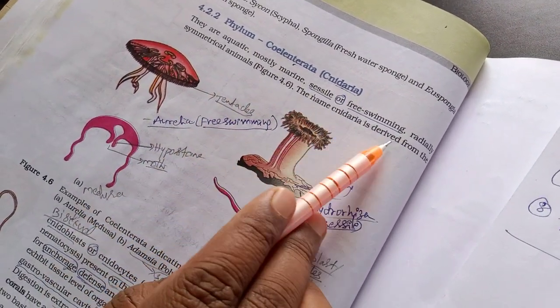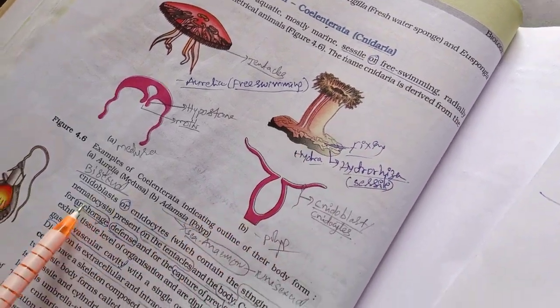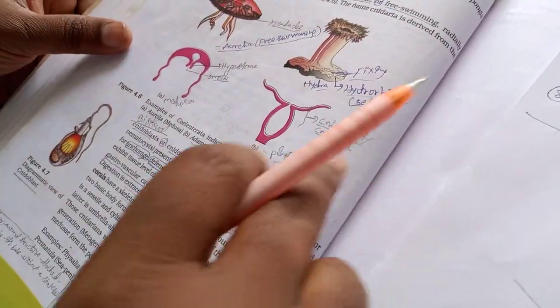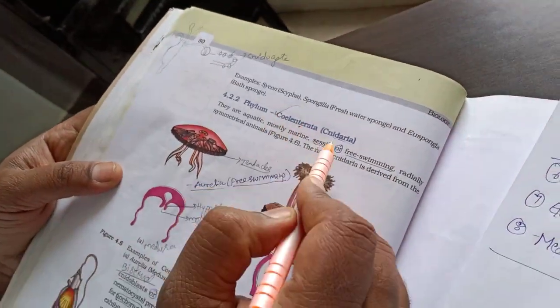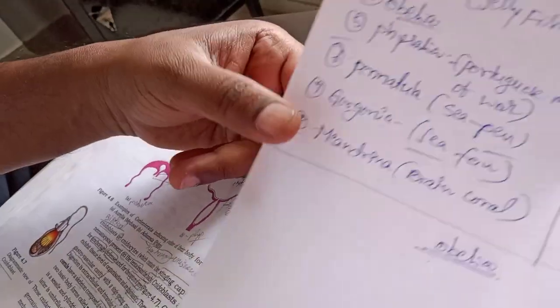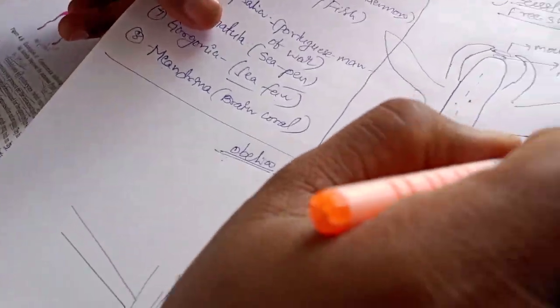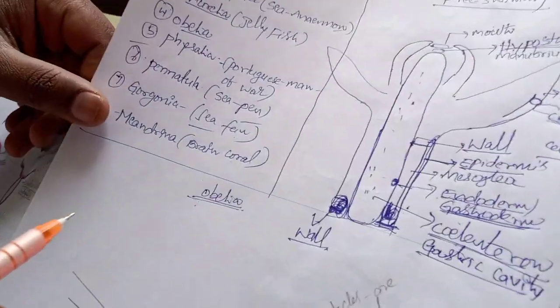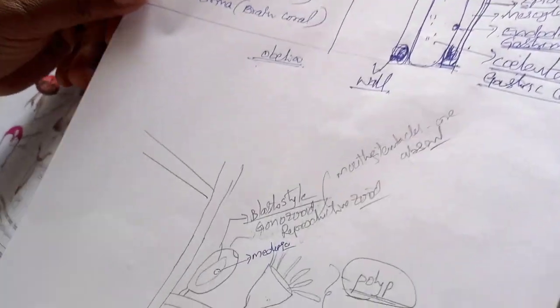The name Cnidaria is derived from the cnidoblast, one of the reasons. Already I told about the coelenteron. I have to tell about how the name Cnidaria came. Because of the cnidoblast cells, which are present on the surface. First we will discuss the wall.